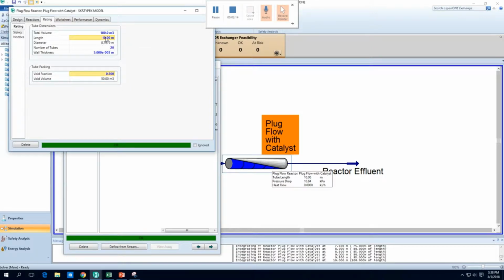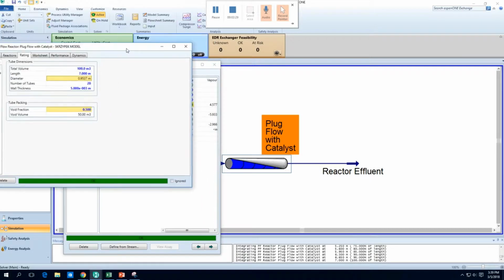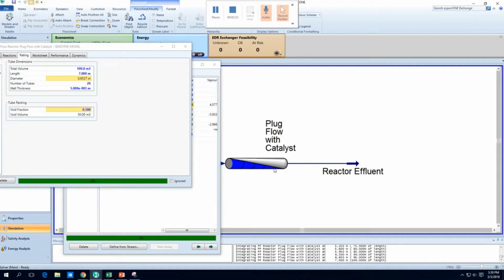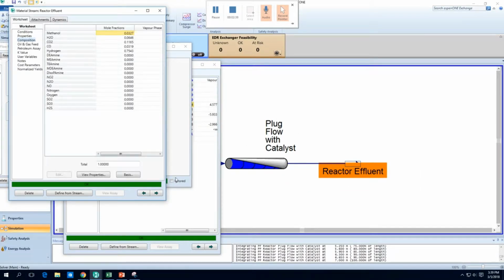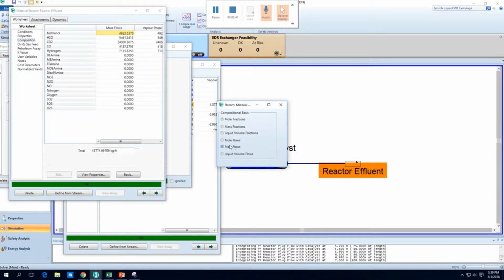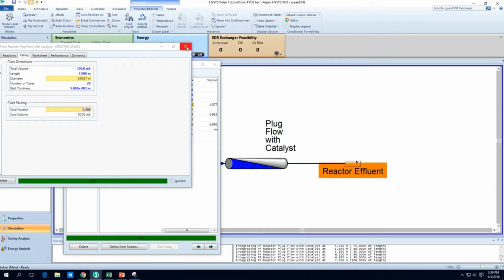So let's put it at about 8. I think 8 or 7. So I'll just have it 7 meters long and about 1 meter wide. That's an L by D ratio of a little over 7. So that's pretty reasonable. And what we see is that our pressure drop is insanely low, and that is good news. And we are producing a lot more methanol. So now we have upped our methanol production to about 5,000 kilograms per hour. That's good news.